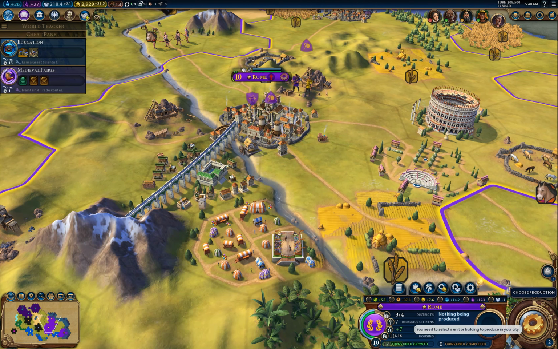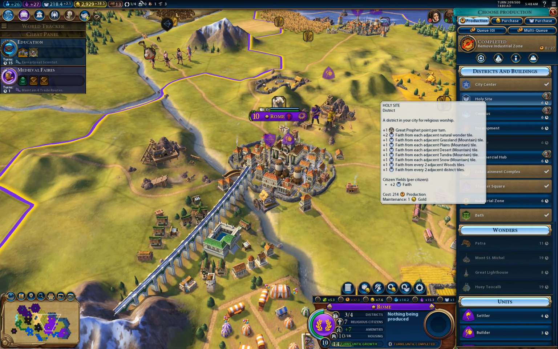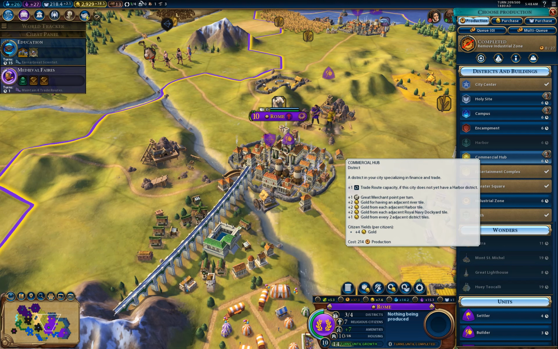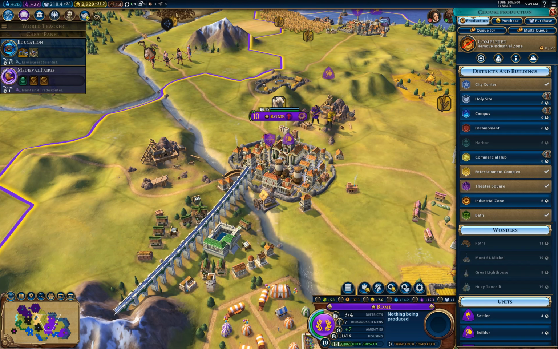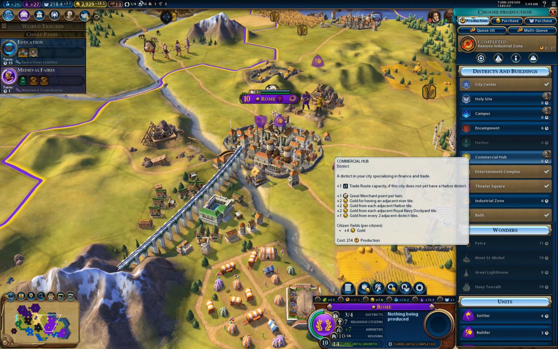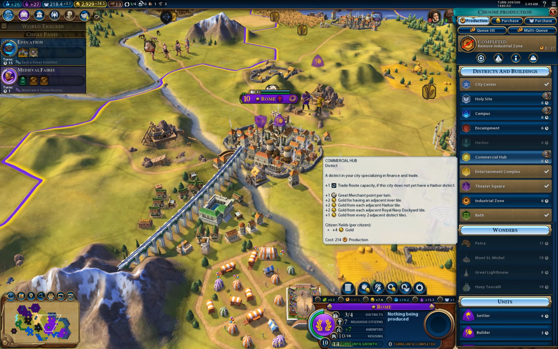Now the best way to do it is just to come in here and highlight over the structure that you want to build. So for instance, before you build it, we go to commercial hub and we look at this and we see, okay, you can see right there, we get a +2 gold from each adjacent river tile. So if I put it here, I'm going to get +2 gold. I mean, how awesome is that? I want to say that's really the big one you want to think about first. Those +2 gold, that is huge. So if you can get those, that's awesome.